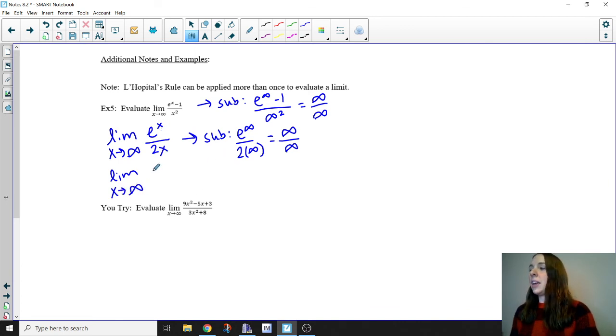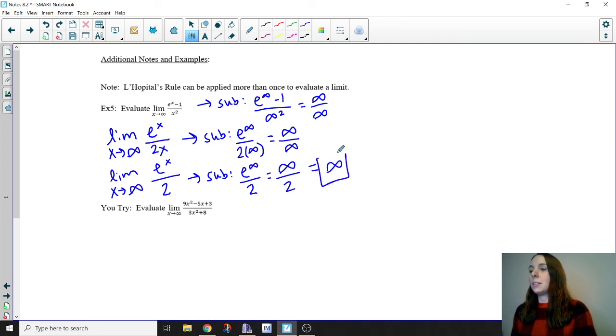Take the derivative of e to the x. That is just e to the x again. The derivative of 2x, however, is just 2. And so now when we try substitution again a third time, we get e to the infinity in the numerator over 2. What does that result in? That does not result in an indeterminate form. That results in infinity in the numerator, and 2 in the denominator. Infinity divided by 2 is infinity. And so that is our answer to example 5.